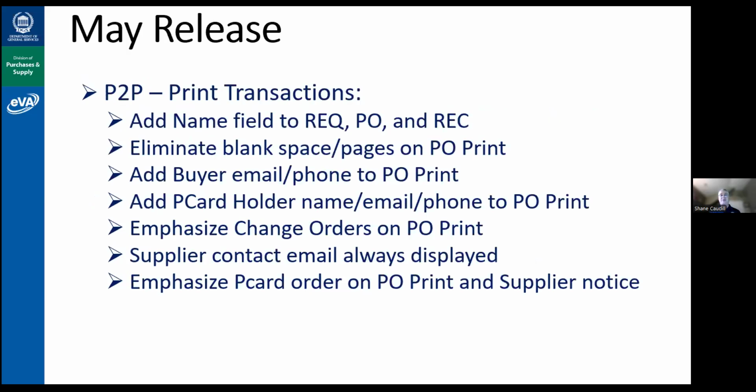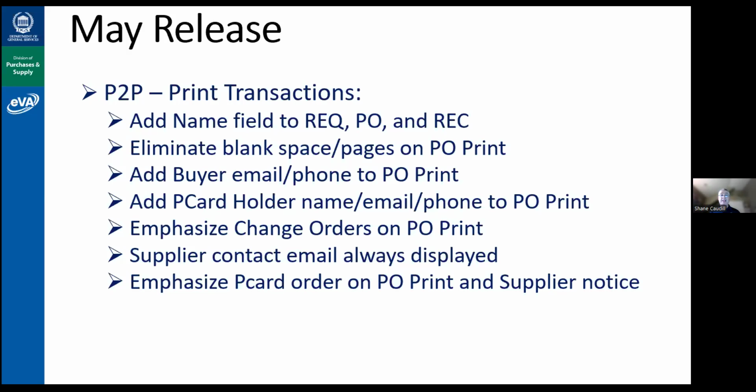Also in the May release, for those of you that went to the forum going back 2 forums ago, and if you had any concerns about this, big thanks to Tony. Got a bunch of requests consolidated, and a lot of these are coming into May to fix our print transactions. So adding the name field, which you might also call the description field, to the PO and receipt. So that description field on each of those transactions will go into the print.